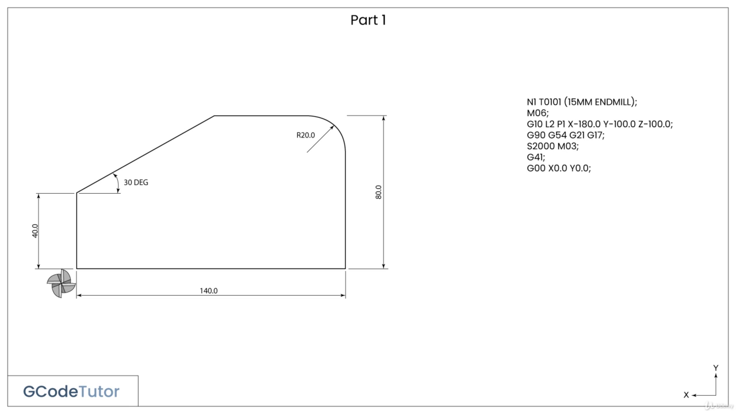Now everything is set up, we can move our cutter to the start position that we wish to cut. We do this by using the G00 rapid travel move, and we take it to X0, Y0, which will move us to our datum that we set with our G54 and our G10 offsets earlier.